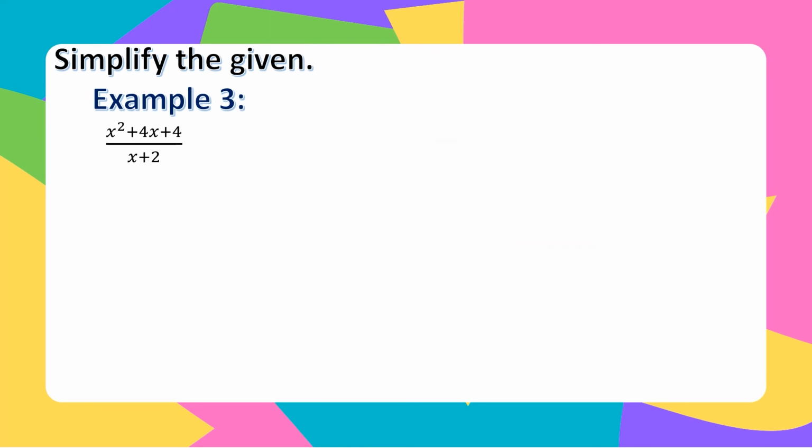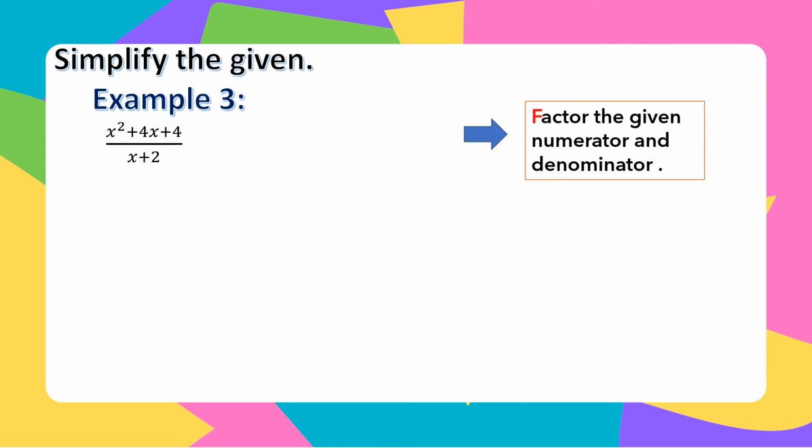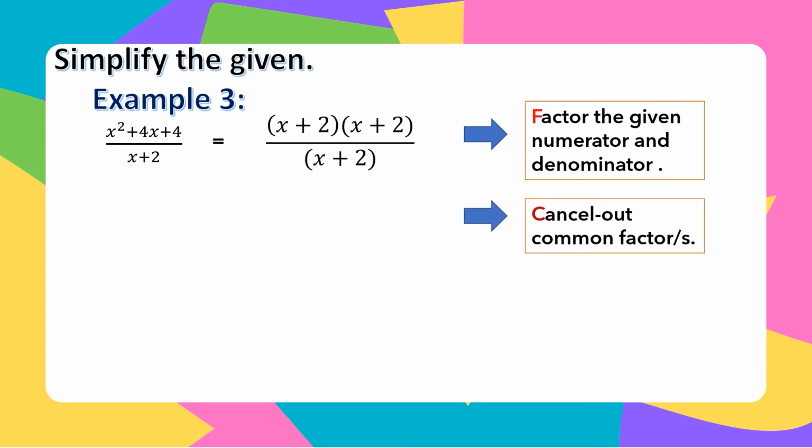Example number 3. Simplify x squared plus 4x plus 4 over x plus 2. Following the given steps, we have step 1. Factor the given numerator and denominator. For the numerator, we're going to apply factoring perfect square trinomial. So the factor of x squared plus 4x plus 4 is the quantity x plus 2 times quantity x plus 2 all over x plus 2.